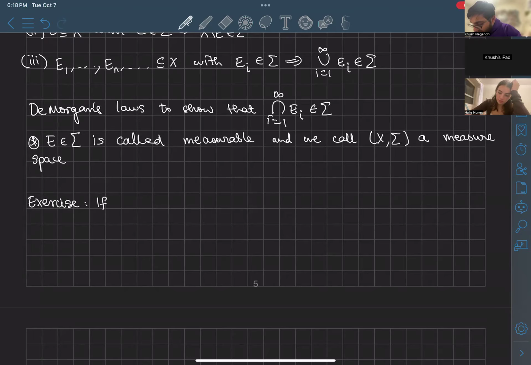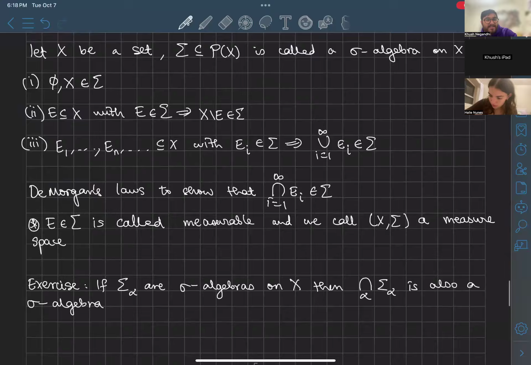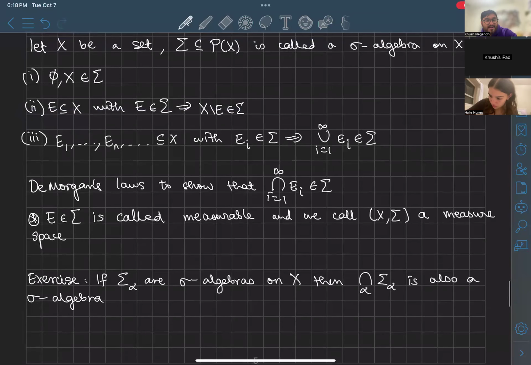So if sigma alpha are sigma algebras on X, then the intersection over alpha of the sigma algebra is also a sigma algebra. Okay. I think it's very easy to check because it follows almost directly. You don't have to do much.